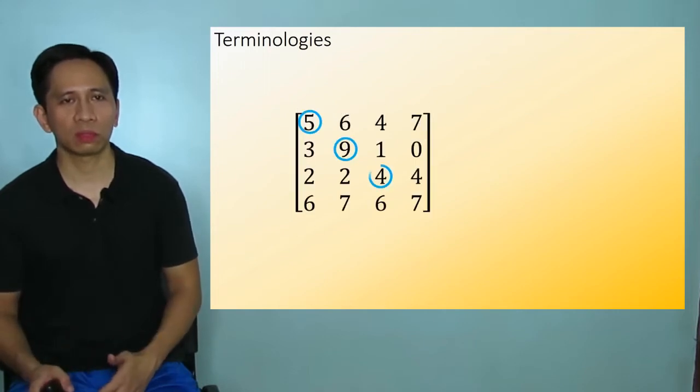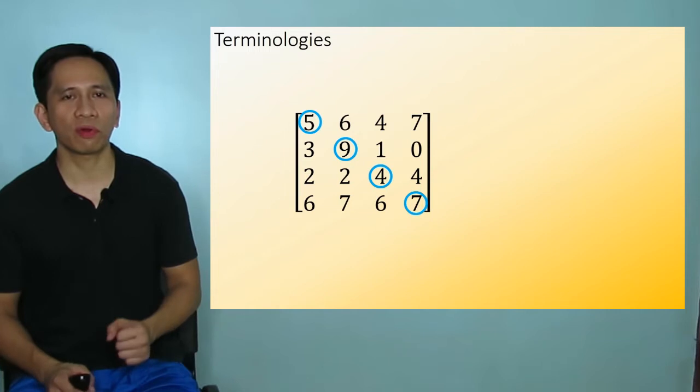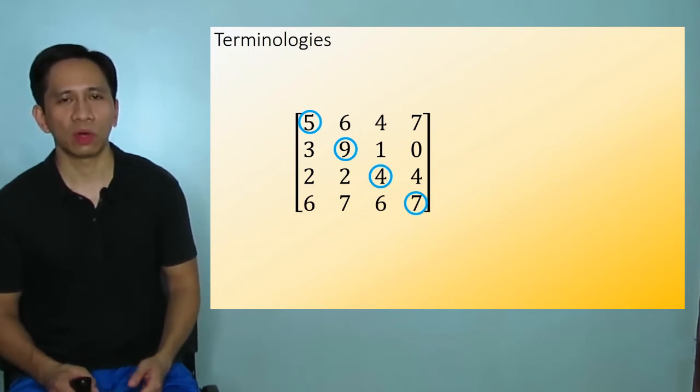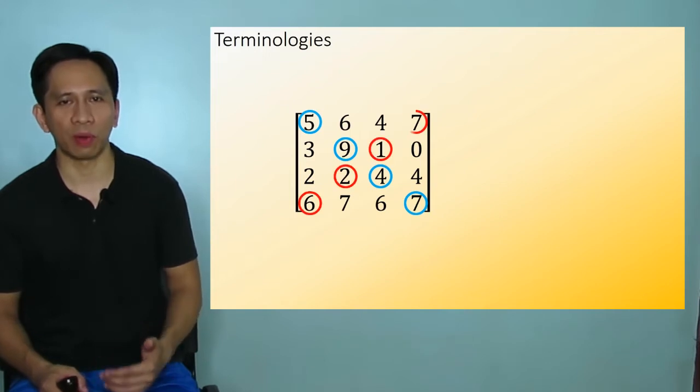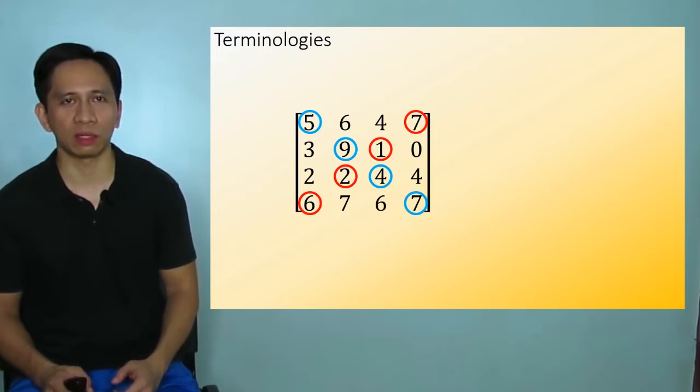A11, A22, A33, A44, and so on, all together form the diagonal. On the other hand, A41, A32, A23, and A14 form the cross diagonal.